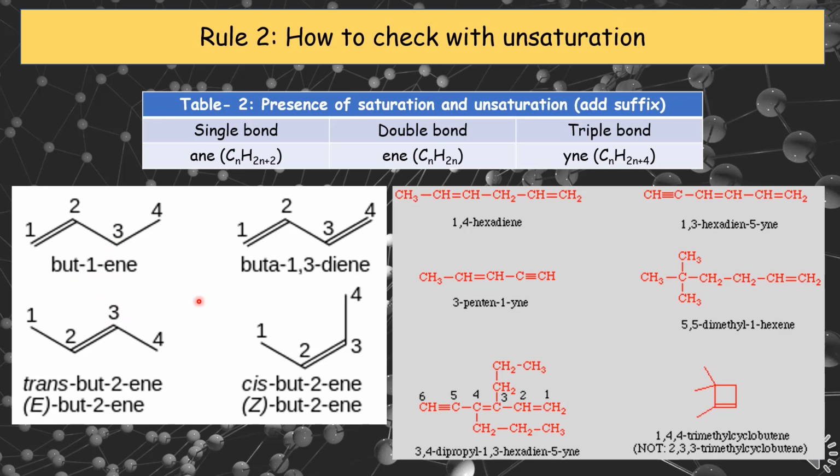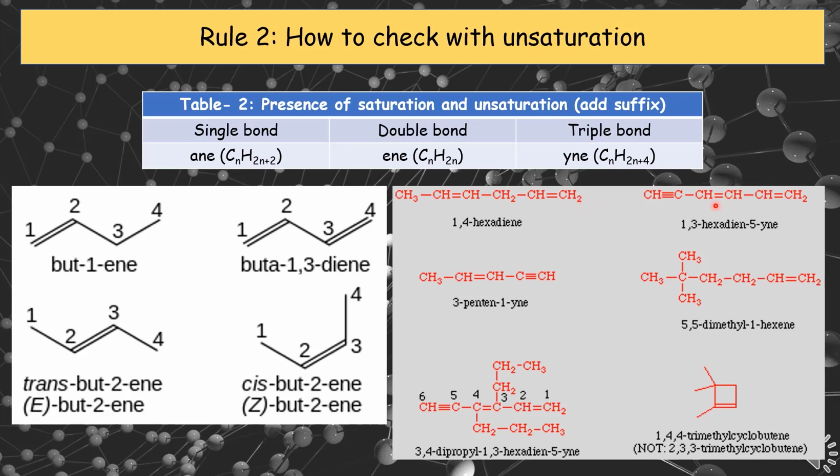If two double bonds are present, what are we going to name it? If it is like this, at positions 1 and 3, we have 2 double bonds. So we are going to name this compound as but-1,3-diene, because 2 double bonds are present. That's why we name it as diene. If 3 double bonds are present, we can name it as triene. Some other examples are also given here.